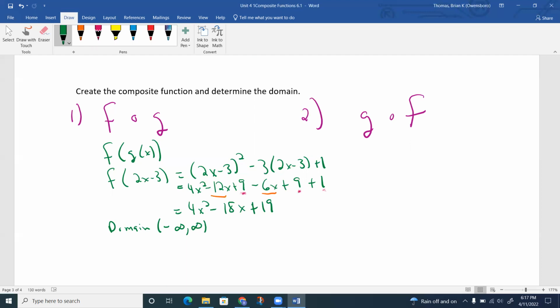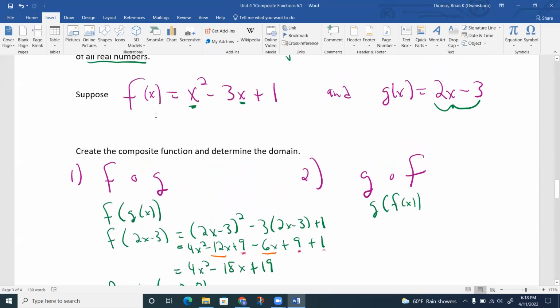So the next example is I want to find the composite function g of f. So this now becomes g of f of x. Notice how the first function stays on the outside, the second function goes on the inside. In this one, we have to identify what f of x is. So f of x is this x squared minus 3x plus 1. So this turns into g of x squared minus 3x plus 1.